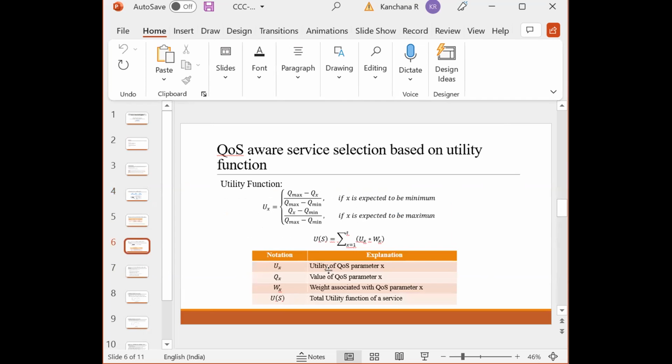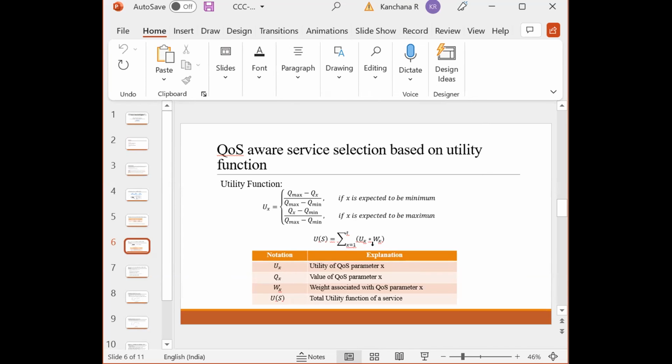While selecting the services, we are making use of something called utility function. This utility function is Qmax minus Qx by Qmax minus Qmin. The concept here is we may want to minimize the cost. We may want to maximize the reliability. So, based on whether we want to minimize or maximize, this is Qmax minus Qx or Qx minus Qmin. The denominator is same, Qmax minus Qmin. That is the maximum and minimum quality. And what is Ux? It is the utility function.